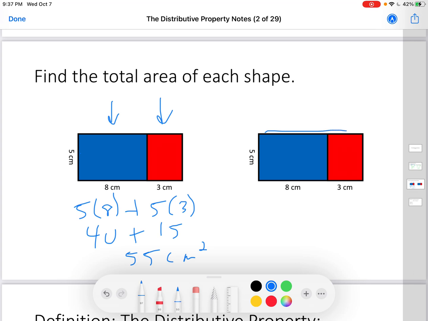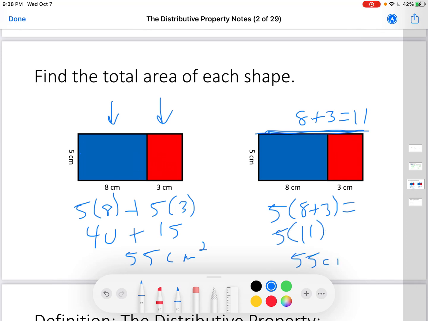Or I could think of this as one long rectangle. How long is this whole side? Well, you would do 8 plus 3 is 12. Nope, not 12. Can't add today. It's 11. And then you do 5 times 11. So it's 5 times 8 plus 3, which is 5 times 11, which is 55 square centimeters. And again, it doesn't make any difference.